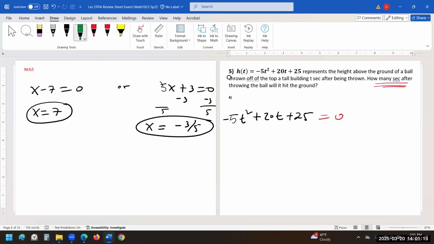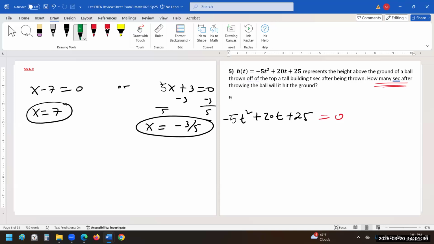To solve, it means you're looking for factoring. So what do you notice? Yeah, but we have -5, right? So what can you do?